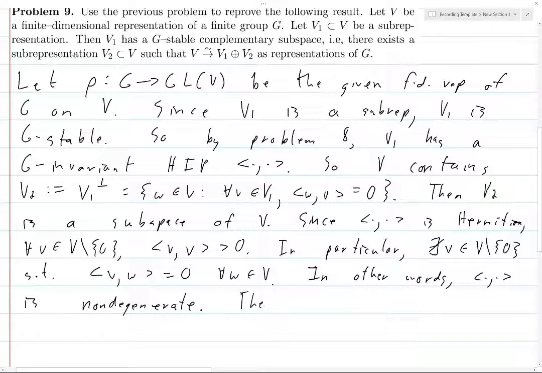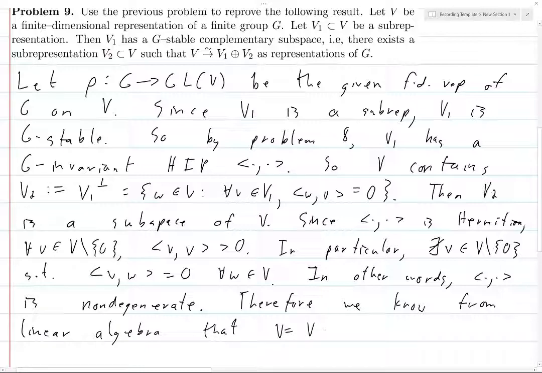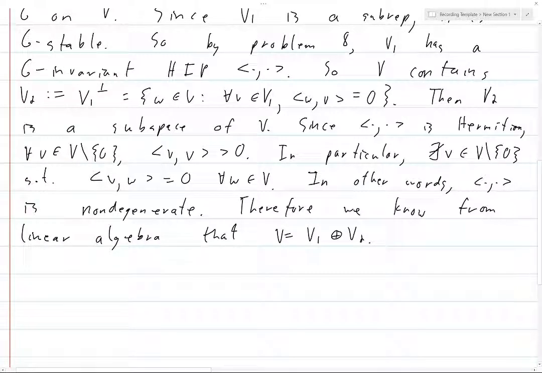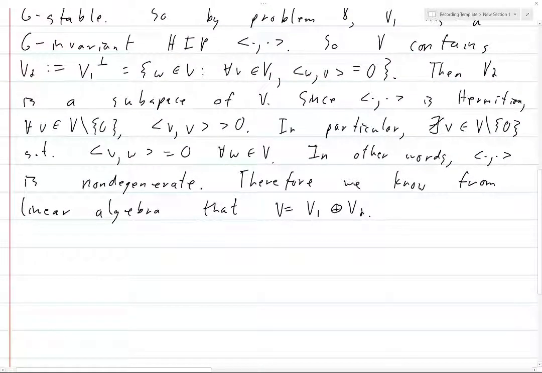So therefore, we know from linear algebra that V can be written as the direct sum of V1 and V2, i.e. V1 intersect V2 is trivial, and every element of V can be written as a sum of an element of V1 and an element of V2. I'm not going to prove this here because you should have seen a proof of it already in linear algebra, and it's not a one-line proof. You do have to do a little bit of work, but once you've done it once, it's fine. You basically do the whole Gram-Schmidt and you look at bases and things like that. So it works out.